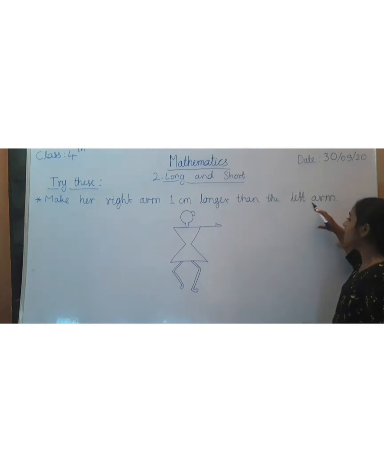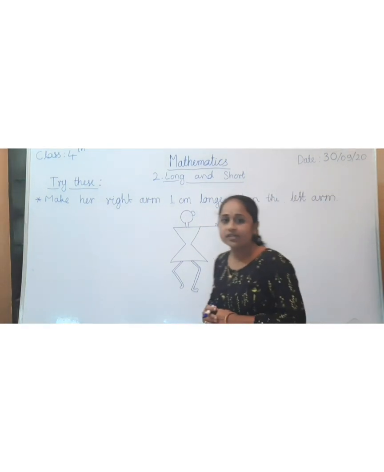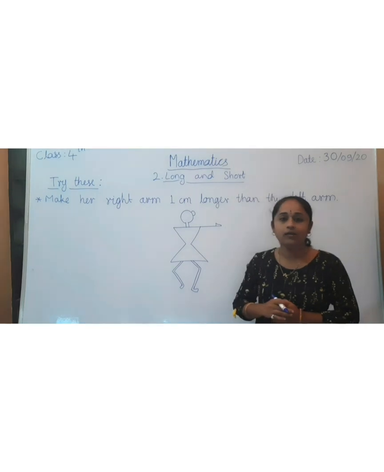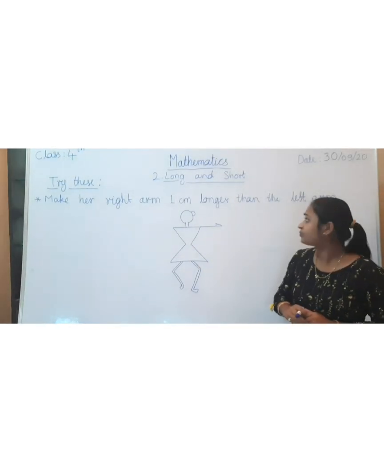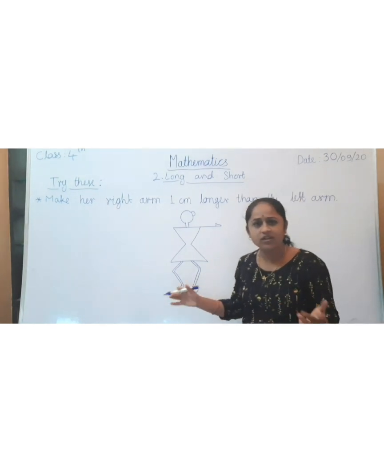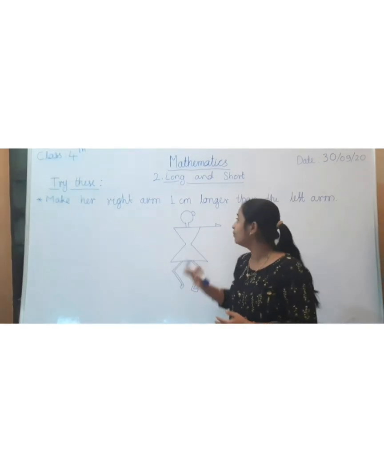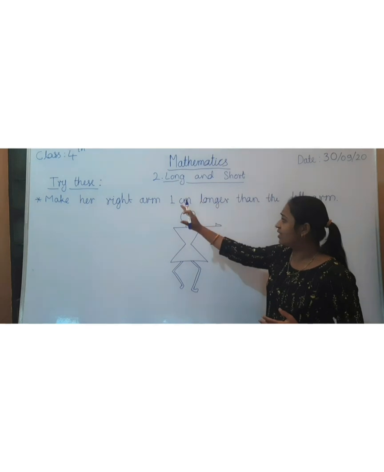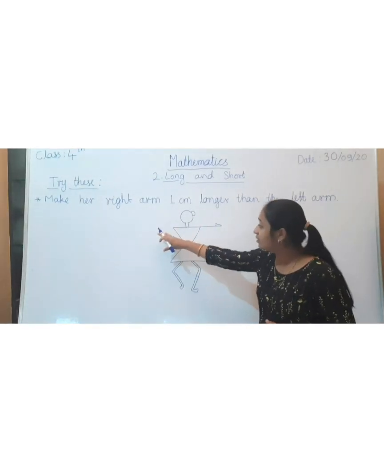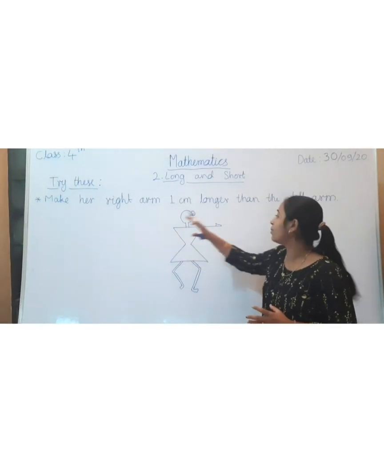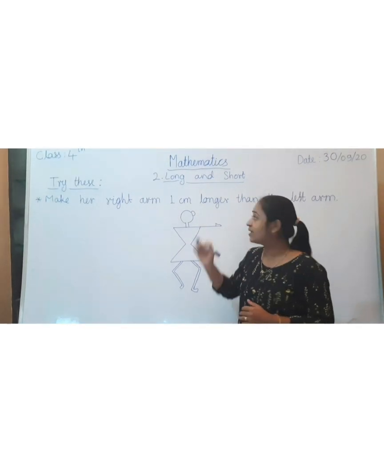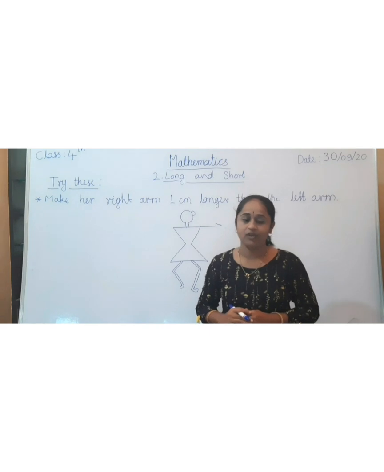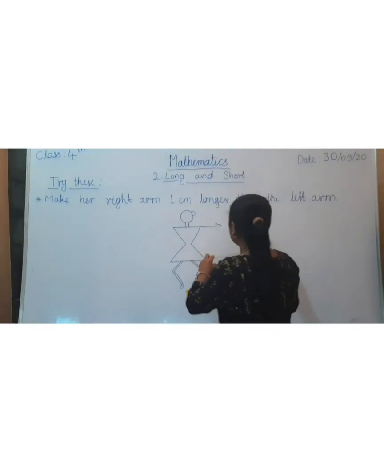Centimeter longer than the left arm. Here we have one girl picture. She has one arm, but how much longer it is we don't know. We want to draw the right arm 1 centimeter longer compared to the left arm. So we will measure the left arm first. Let's see how much it is.